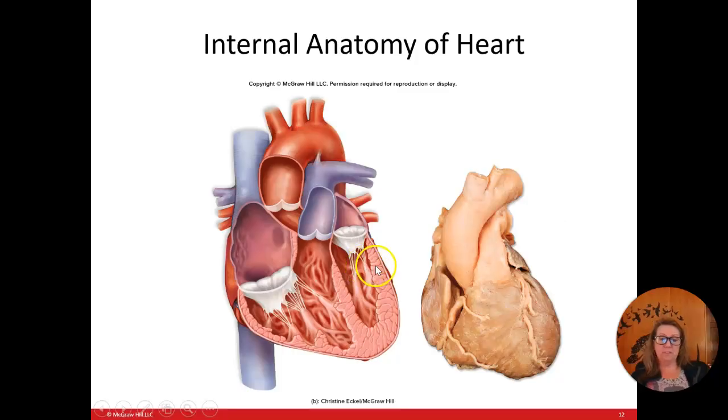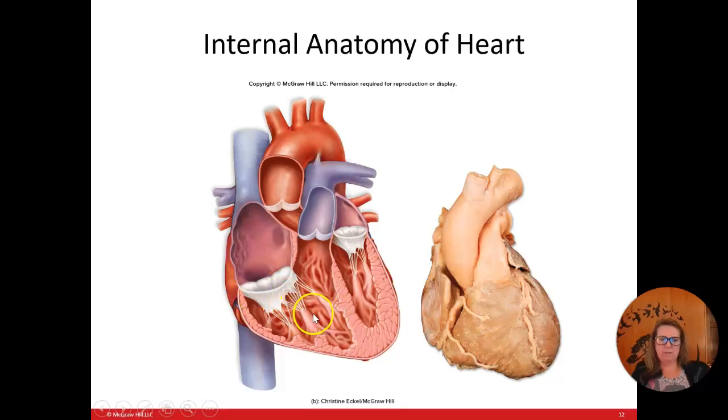Now we know that there are vessels attached to the chambers. So here's the superior vena cava, bringing oxygen-poor blood back in this major vein into the right atrium. And we are bringing blood back here from the lower extremities from the inferior vena cava and putting it here. So superior from the head and the chest and arms, inferior from the abdomen and the lower extremities. That blood then passes through the tricuspid valve into the right ventricle.